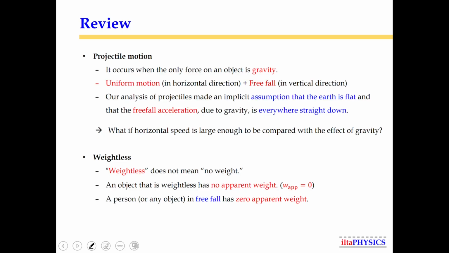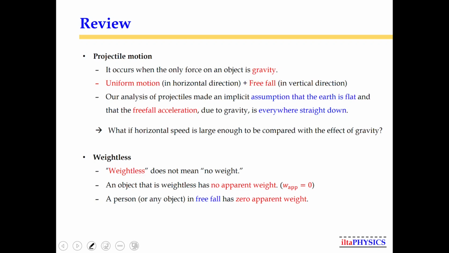First, to explain orbital motion, let's review projectile motion, which is one type of two-dimensional motion. Projectile motion is motion that's determined only by gravity. More precisely, it's made up of uniform motion in the horizontal direction and free fall motion in the vertical direction, forming a parabolic trajectory on a two-dimensional plane.